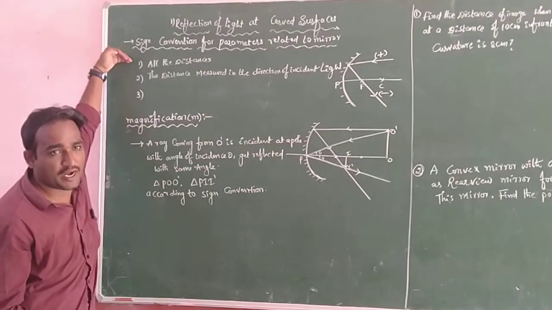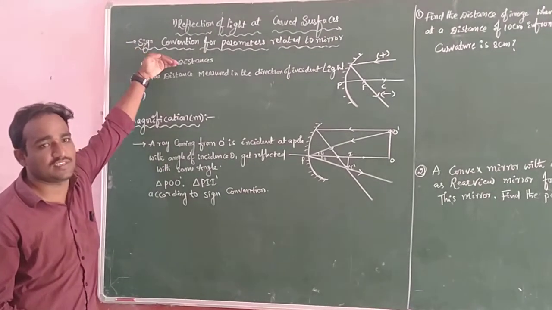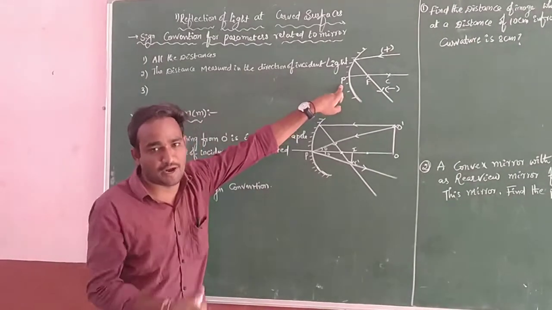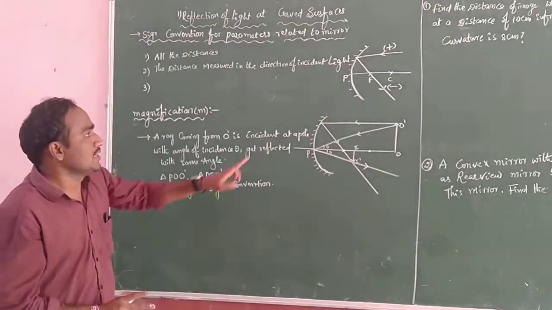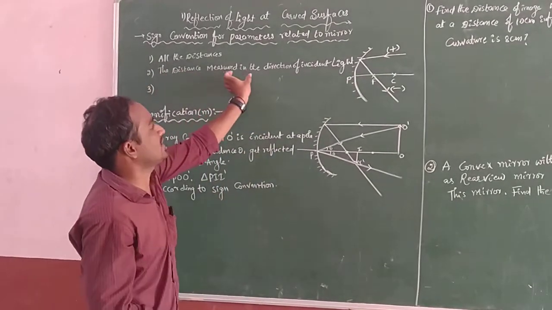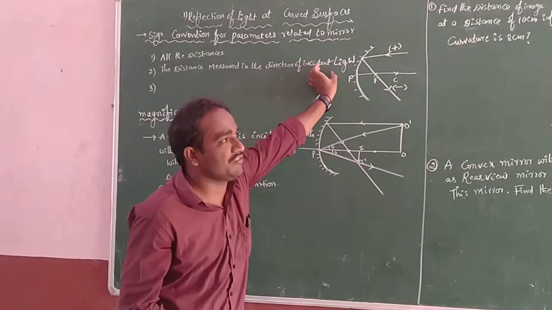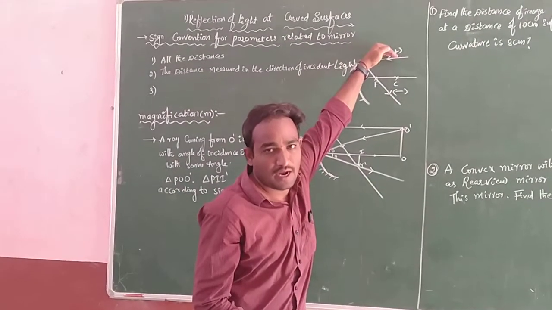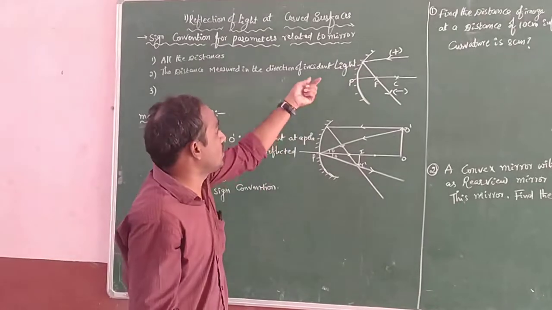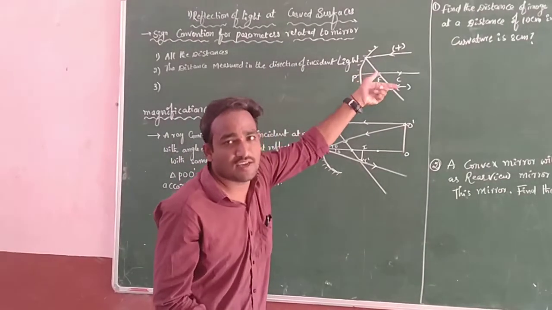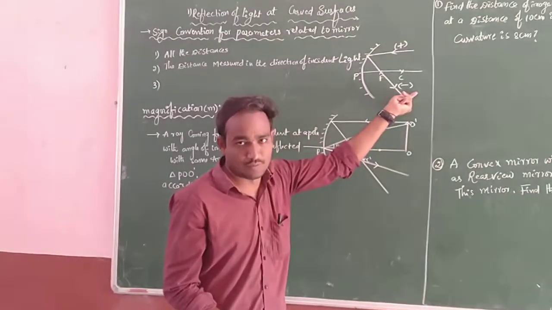What is the first point? All the distances should be measured from the pole. And the second point, incident ray: the distance measured in the direction of incident light, that's why we take it positive. And opposite to that incident ray, that means the reflected ray, that's why we take it negative.